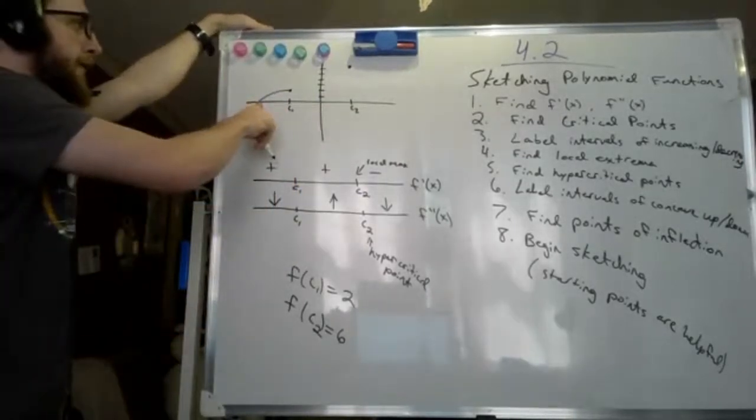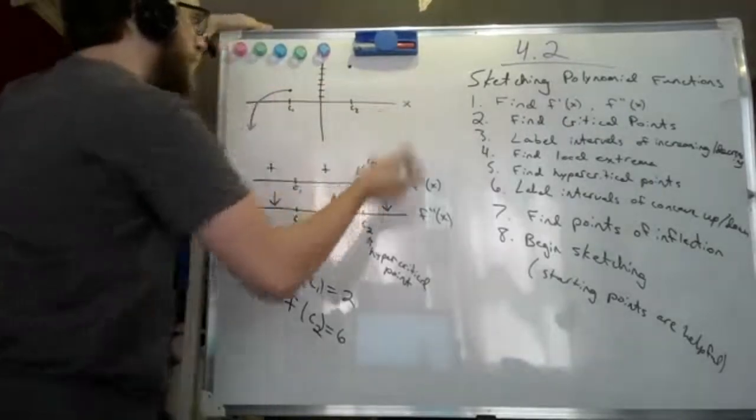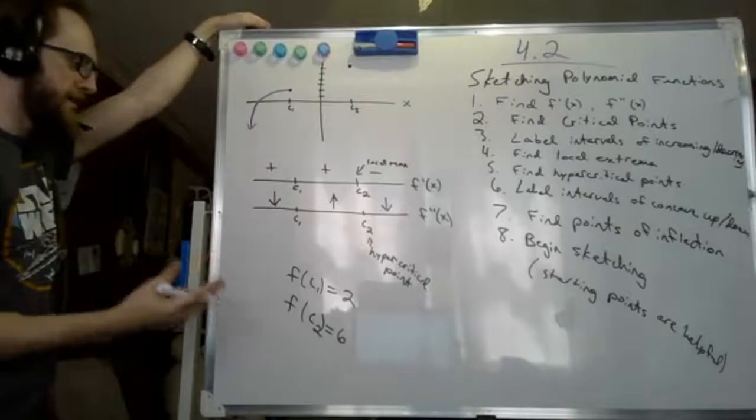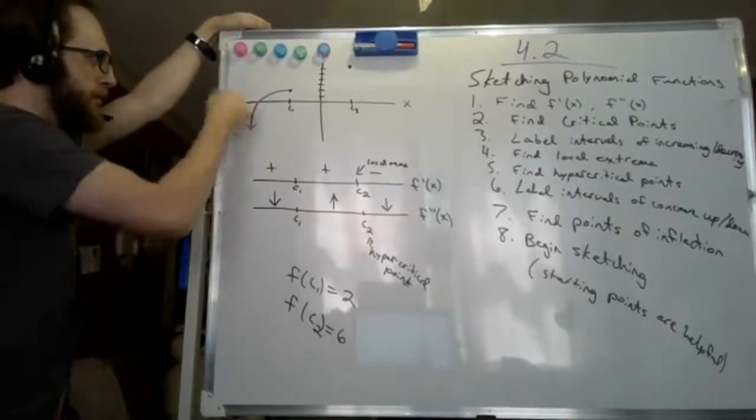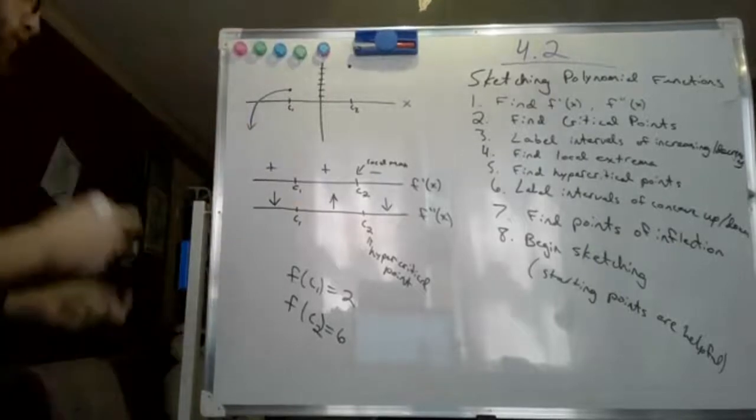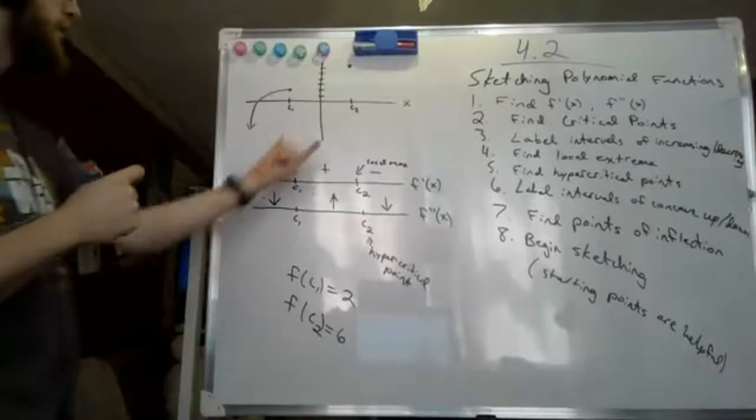Now, of course, this is just a sketch. I don't know if it crosses the x-axis here or not, but I know it's going to have to cross the x-axis somewhere since it's concave down and it's also increasing. So, okay, we've got this first part drawn. Okay, great. So let's look at the second part, this area in the middle.